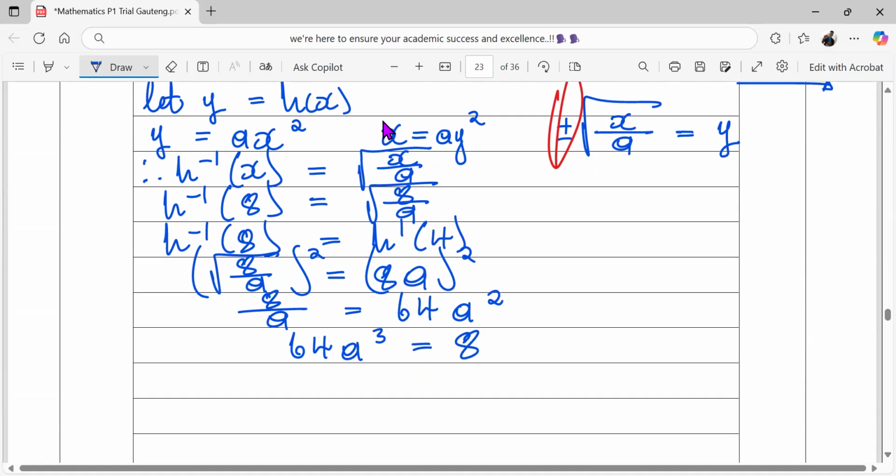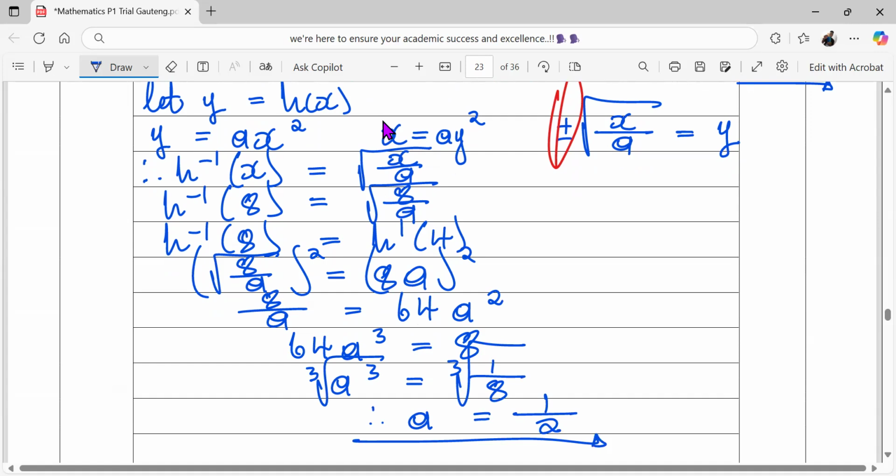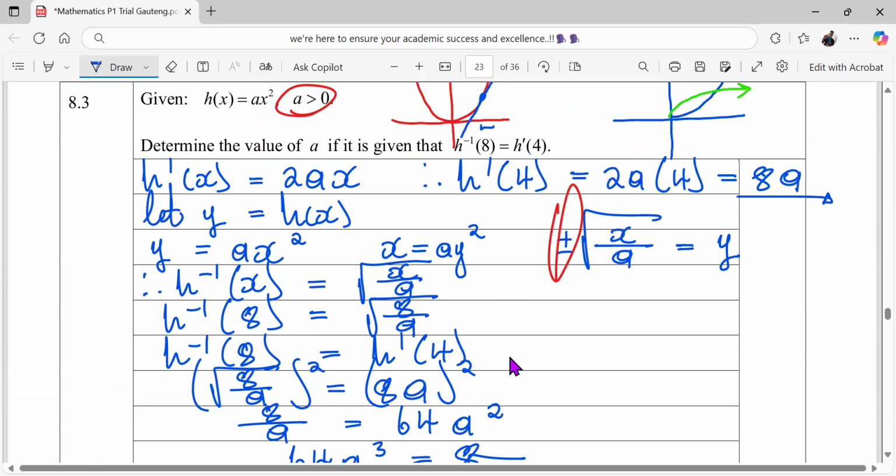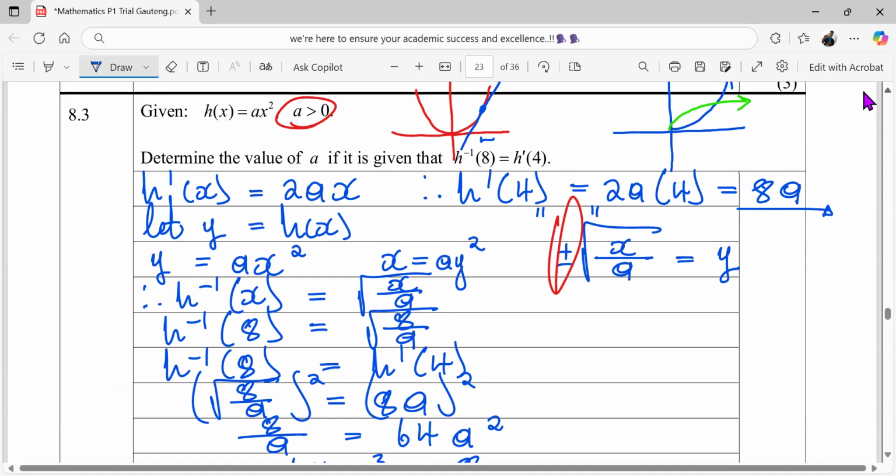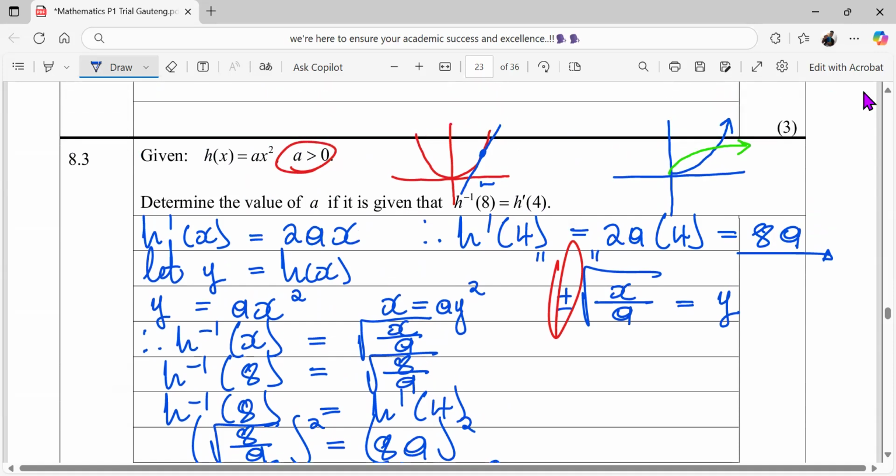And when you divide both sides by 64, 8 divided by 64, you get 1 over 8. And when you find the cube root on both sides, well, the cube root of 8 is 2, so the value of a will be 1/2. The plus or minus was very important, how to decide on the one that you are taking. Both of these values of x are positive. That was a very important hint. Over and out.